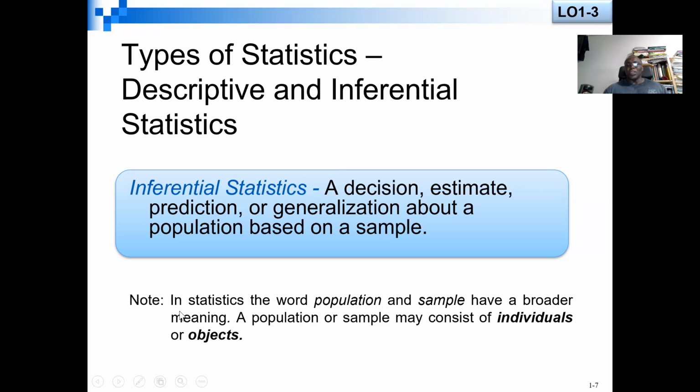So an example here says in statistics, the words population and sample have a broader meaning. A population or sample may consist of individuals or objects, but a population means everything. A sample means part of the population, or we can say a subset of the population.